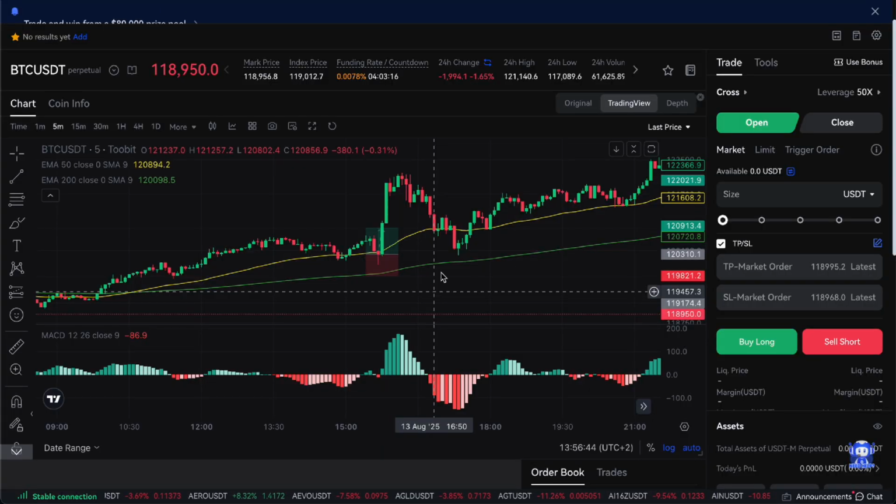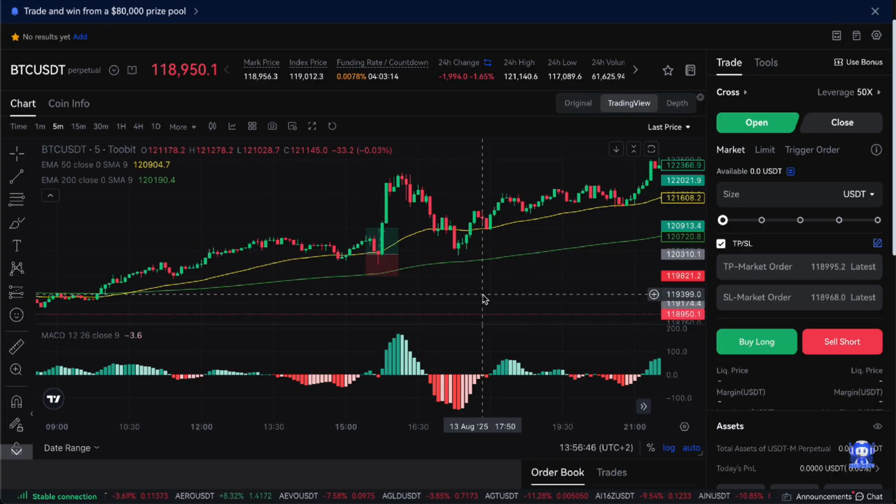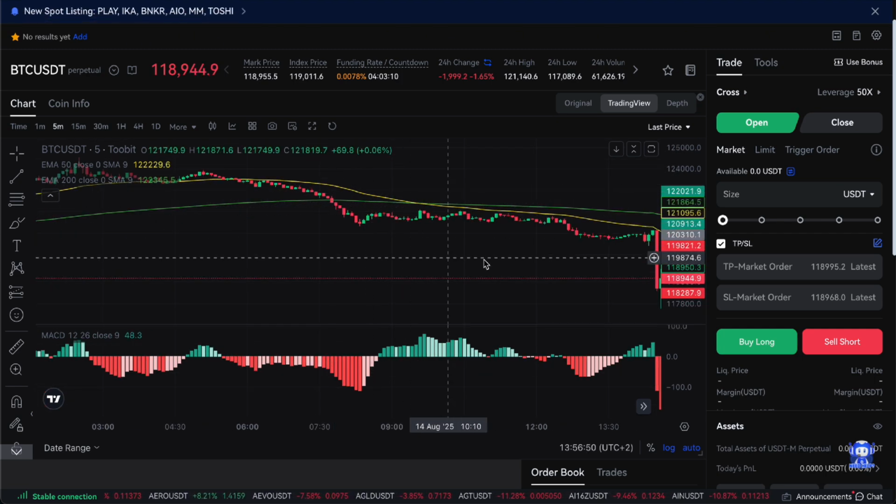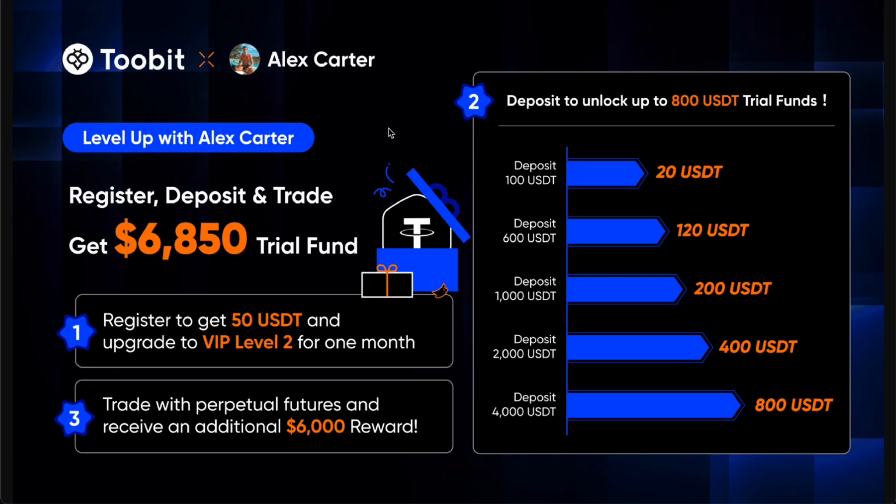Remember, scalping is about patience, discipline, and precise execution. Follow the steps, manage your risk, and use the resources available to you, including the trial funds and guides, to maximize your learning and success.